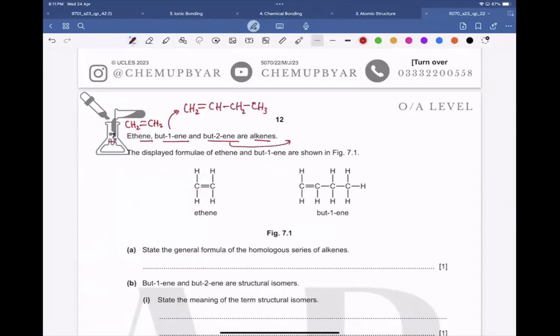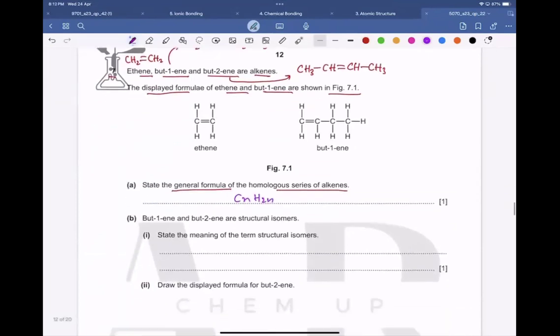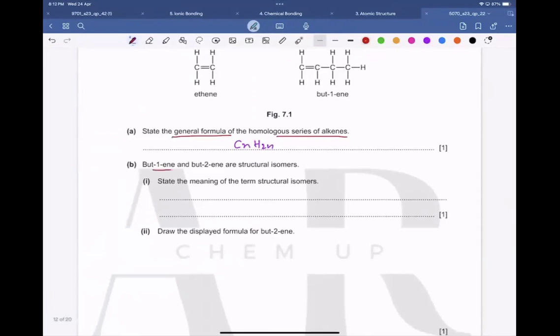And for but-2-ene, it is going to be like this: CH3, CH, double bond, CH, CH3. The displayed formulae of ethene, butadiene, and butene are shown in figure 7.1. State the general formula of the homologous series of alkenes. So if you recall, it's CnH2n, right? Yes, very good, Heather. Now, but-1-ene and but-2-ene are structural isomers. State the meaning of the term structural isomers.